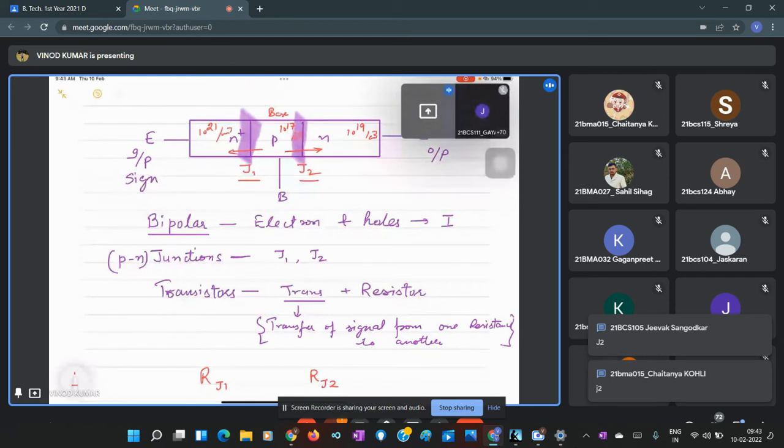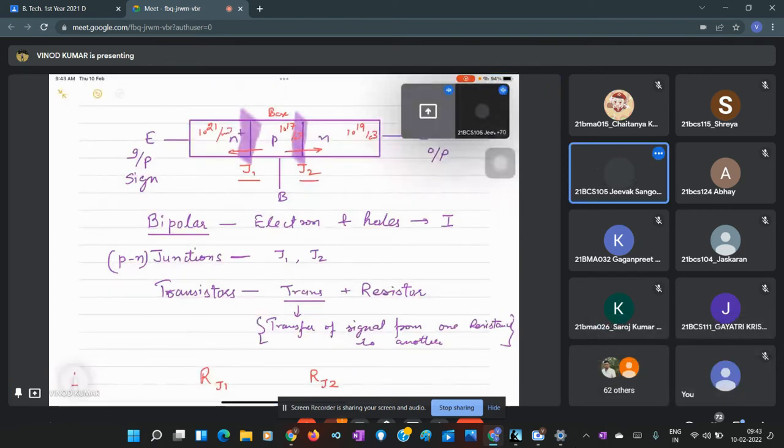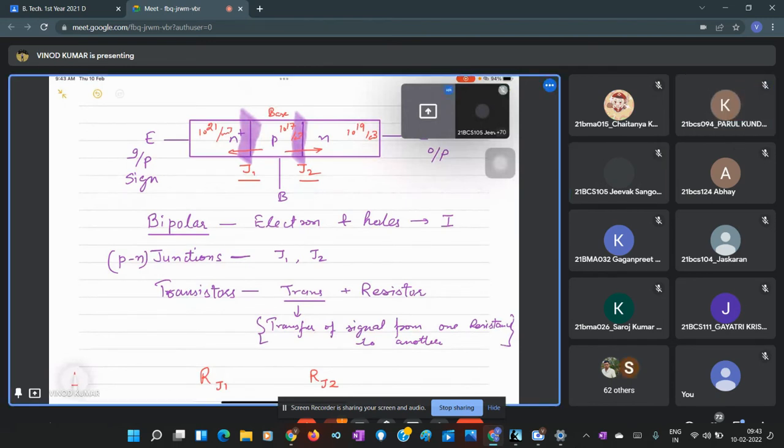Actually, J1 is having higher doping. Higher doping means more free available charge carriers, that means more conductivity. More conduction means less resistance, isn't it? So RJ1 is having less resistance than RJ2. So that is how we are going to do it.